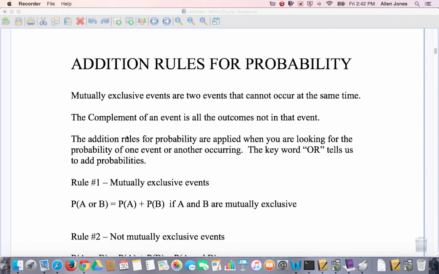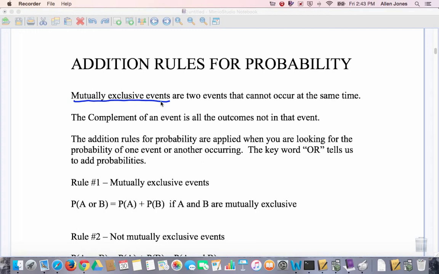Definition rules for probability revolve around one essential idea, whether or not two events are mutually exclusive. Mutually exclusive means that two events cannot occur at the same time. So if they're not mutually exclusive, that event could be members of more than one category. We'll use our deck of cards as an example.